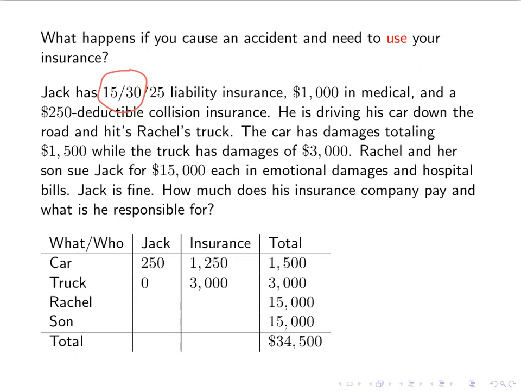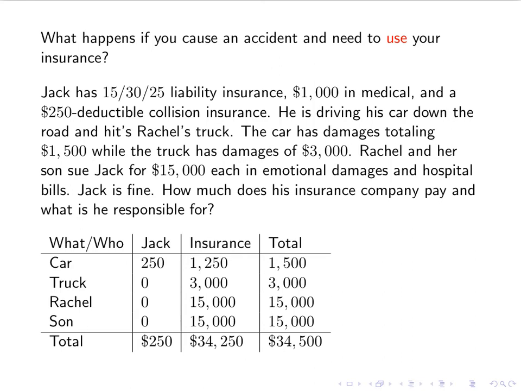They're asking for $15,000 each and a total of $30,000. So because of that, the insurance company will pay both of them. They'll pay $15,000 each. They'll pay $30,000 total. So Jack is really lucky. He just has to pay his deductible. So a total for Jack is $250.